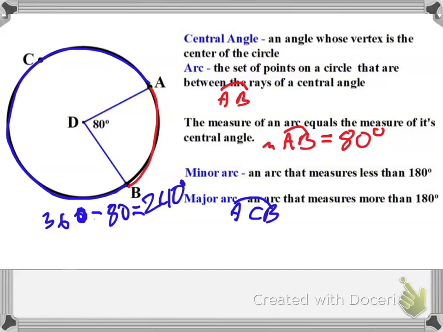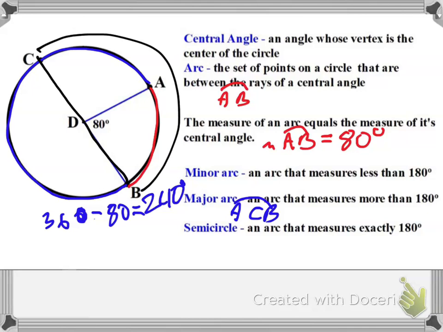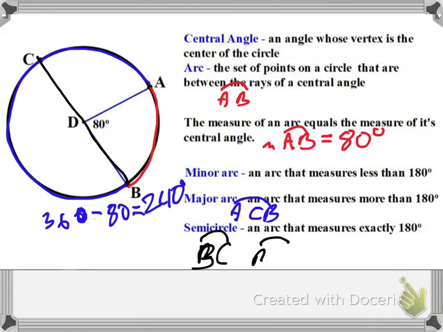So what do we call something that measures exactly 180 degrees? If it measures exactly 180 degrees, we call that a semicircle. For example, if we extended this all the way through like that, and we're looking at this arc right here, that is a semicircle. You can call this arc BC, or you could call this arc BAC. You can actually call it either way.